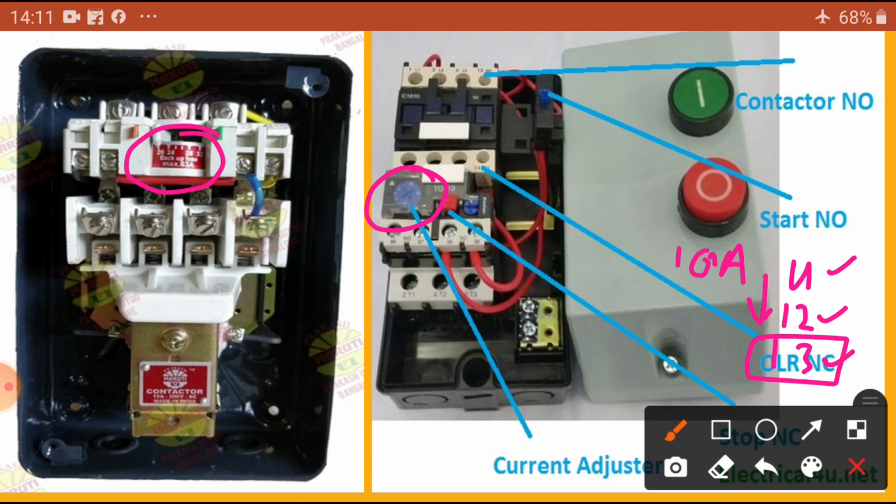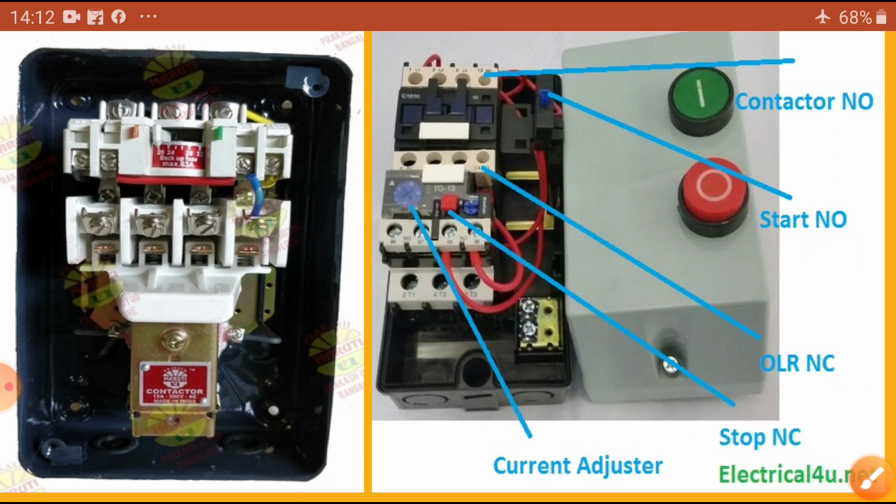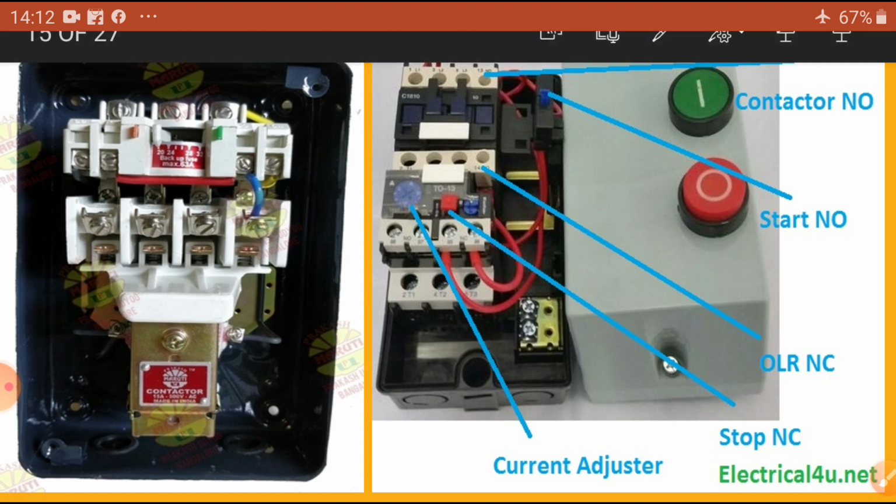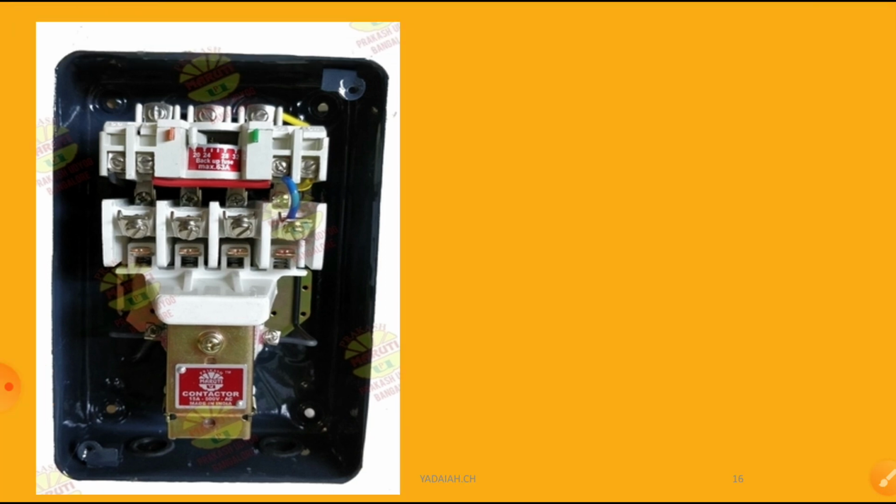Okay, so you can see our circuit diagram also. This is the physical view of our starters. Now let us see our circuit diagram, how the power circuit and control circuit work in a DOL starter. We will draw this diagram.